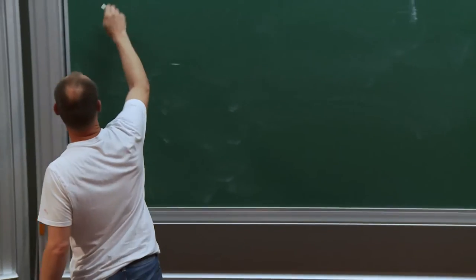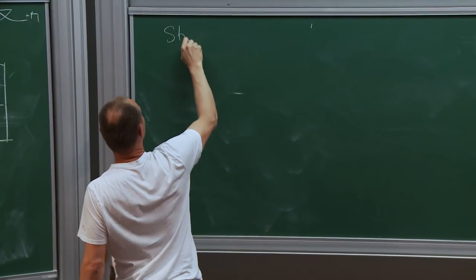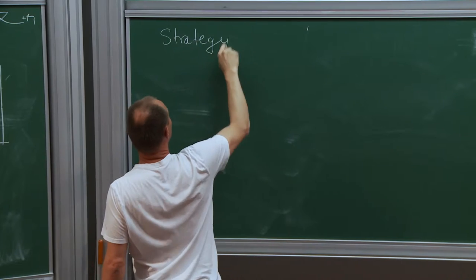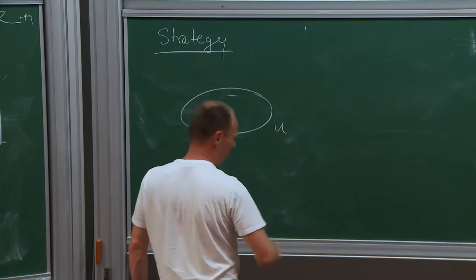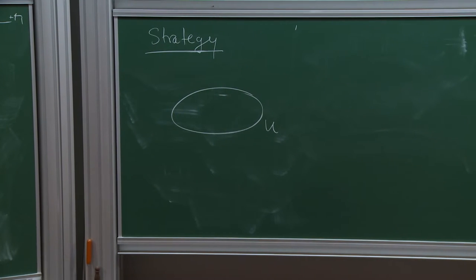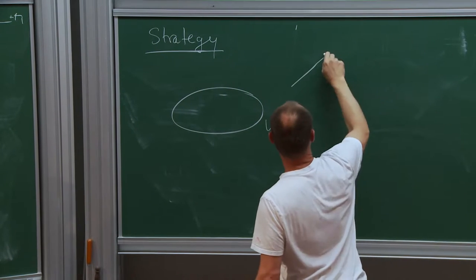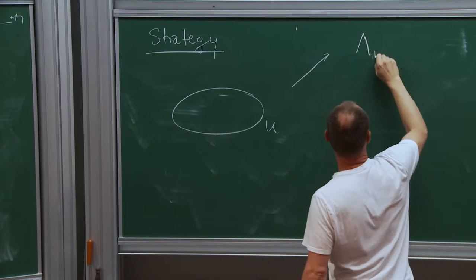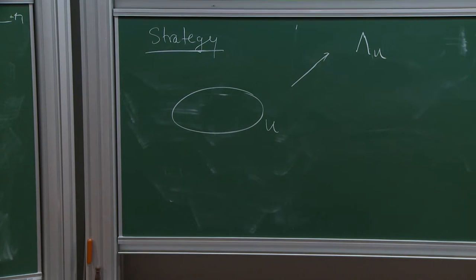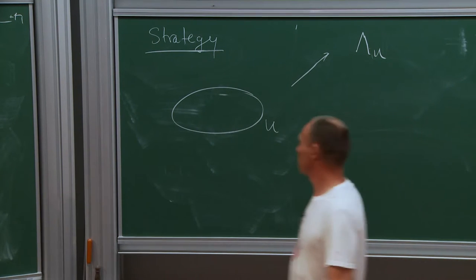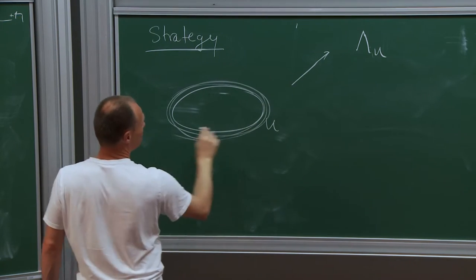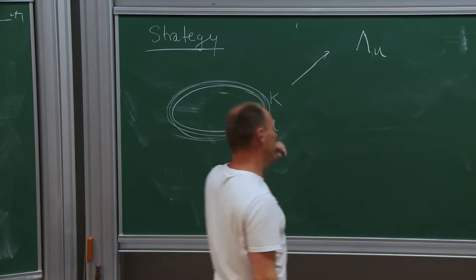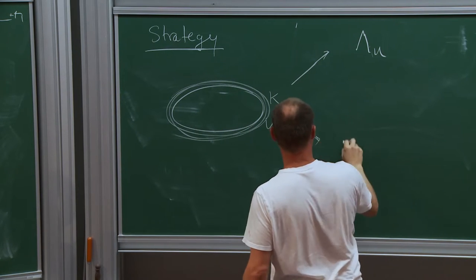So the plan for calculation is as follows. We take the unknot, and that gives us the conormal of the unknot, which is a torus. And now if you take any other knot, you can braid it around the unknot. So this is kind of K. And that gives you this Lambda K.